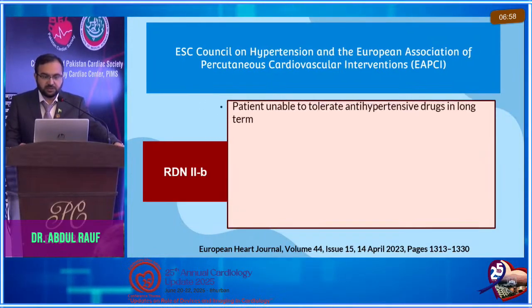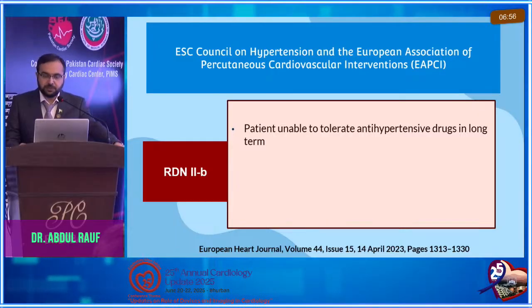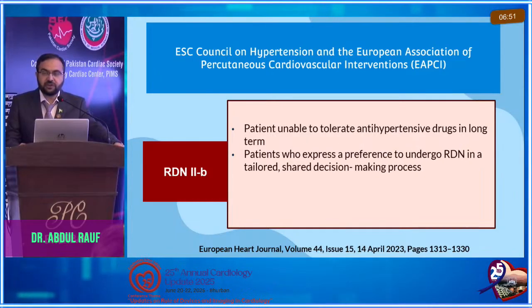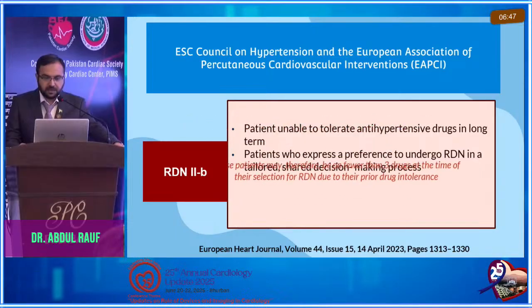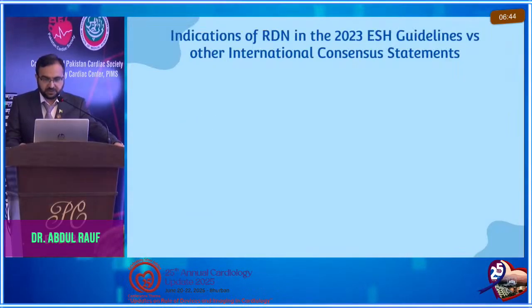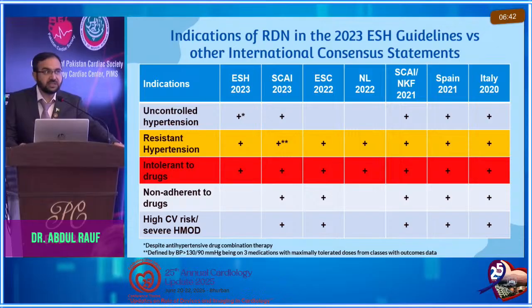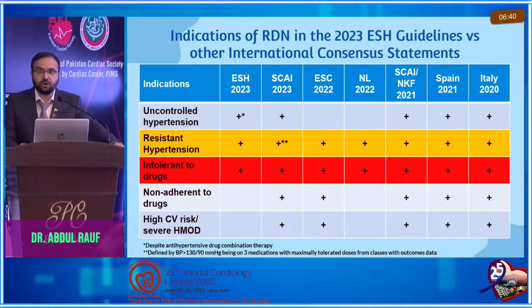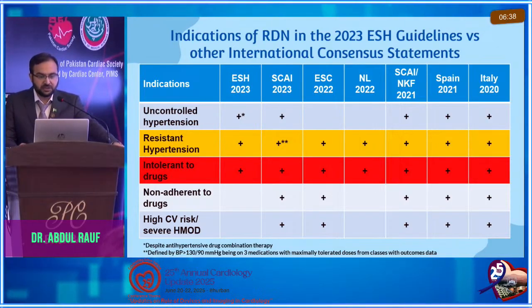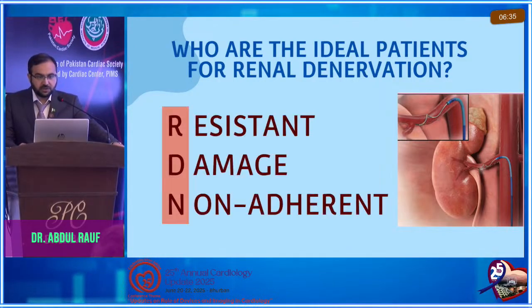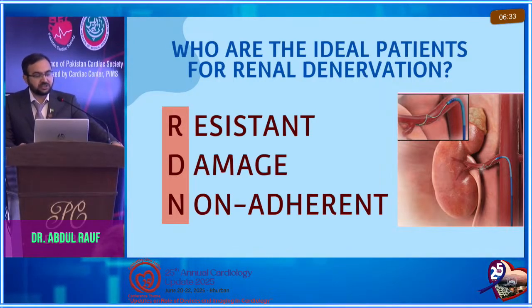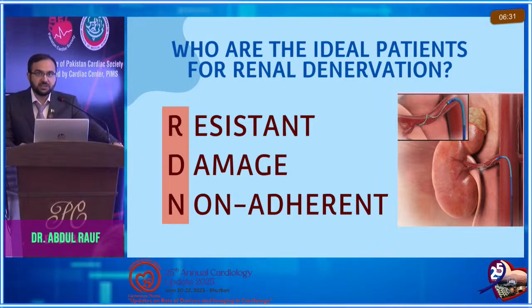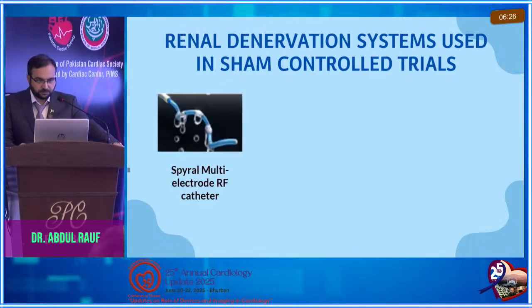There is also a class 2B recommendation when the patient can't tolerate the drugs, and for those who prefer to be treated by RDN through shared decision making, even if these patients are on fewer than 3 drugs. All these indications are approved by almost all of the societies worldwide. So if we remember the indications for RDN: resistant hypertension, hypertension-mediated organ damage, and non-adherent patients.